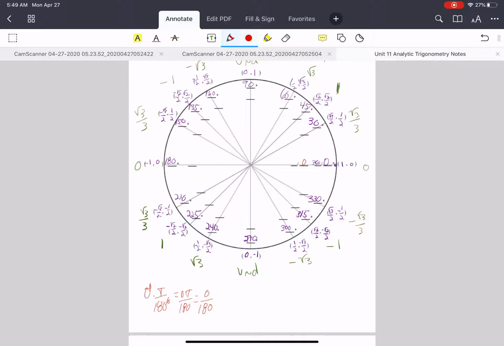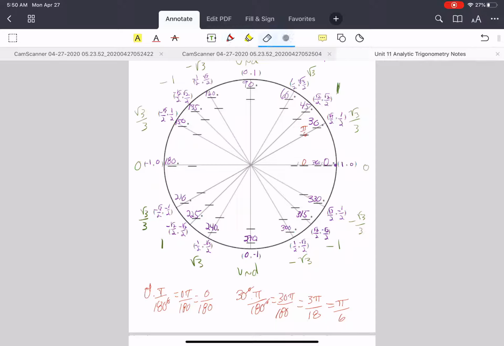Now let's do 30. 30 degrees times pi over 180 degrees. Get rid of your degrees, multiply straight across, 30 pi over 180. Let's start by reducing by 10. Now I can reduce by 3, and I end up with pi sixths radians.